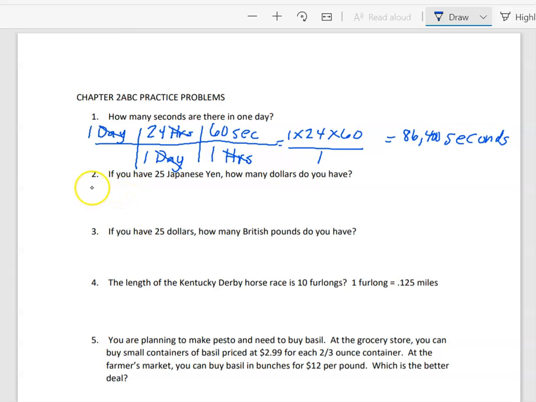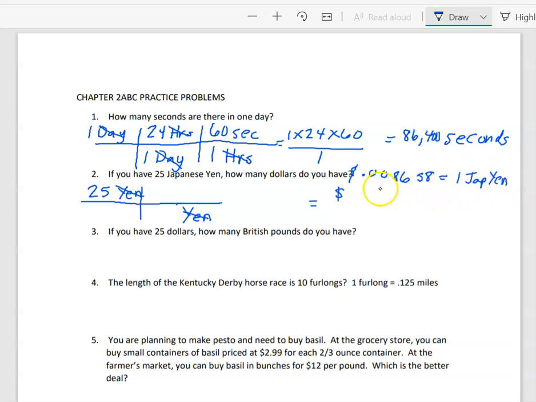A lot of people are having trouble with these problems. If I have 25 yen, that's what I'm starting with. I want my answer to be how many dollars I have left, so I'm going to have the yen cancel out. So I need a fact about Japanese yen. One of the things that the table told you is there are 0.008658 dollars in 1 Japanese yen.